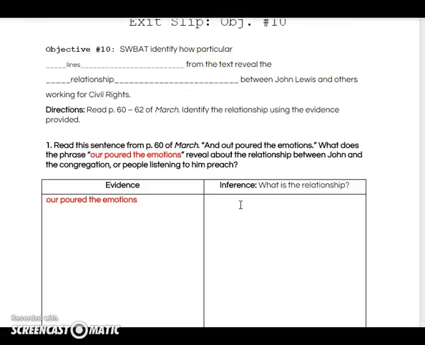Does he feel close to them, or does he feel far away from them? What are people that you're close to, that you can talk to emotions about? Can we compare them to the congregation?